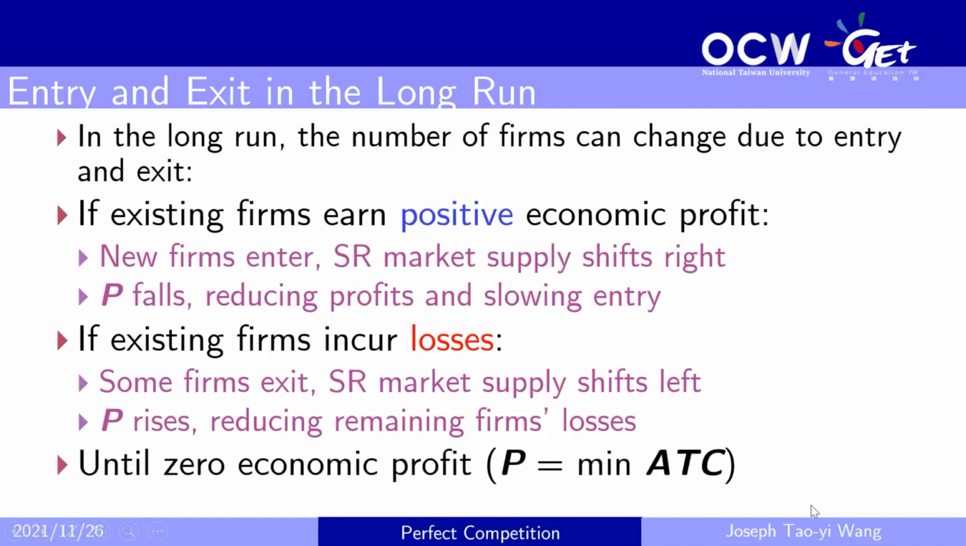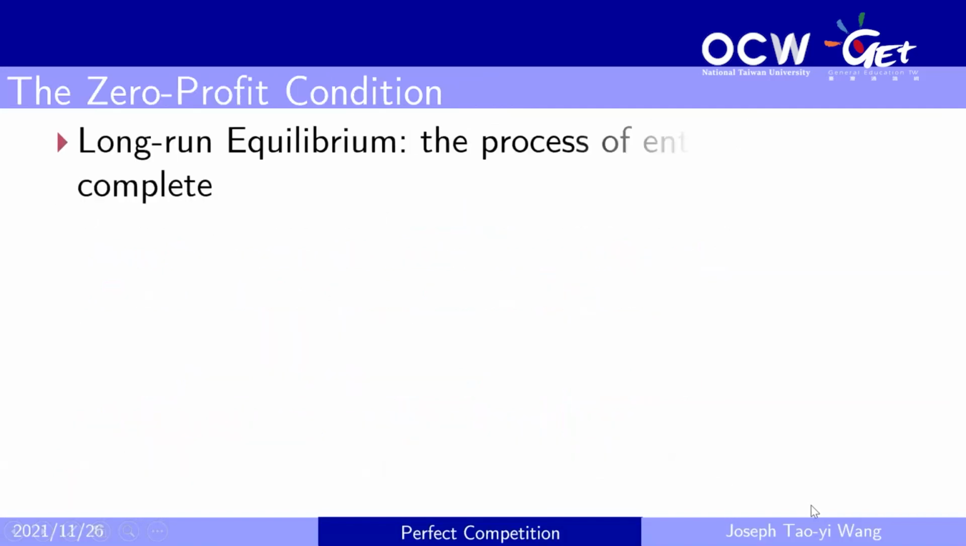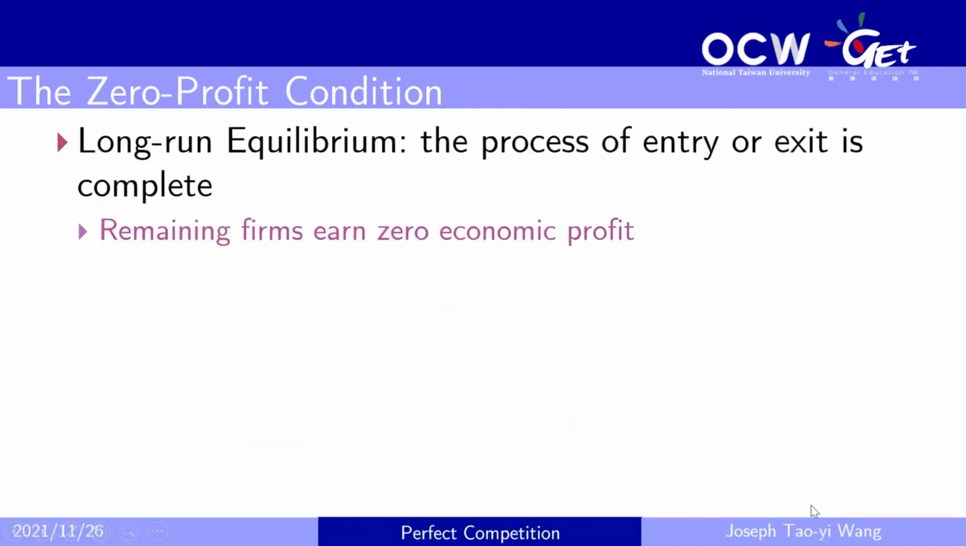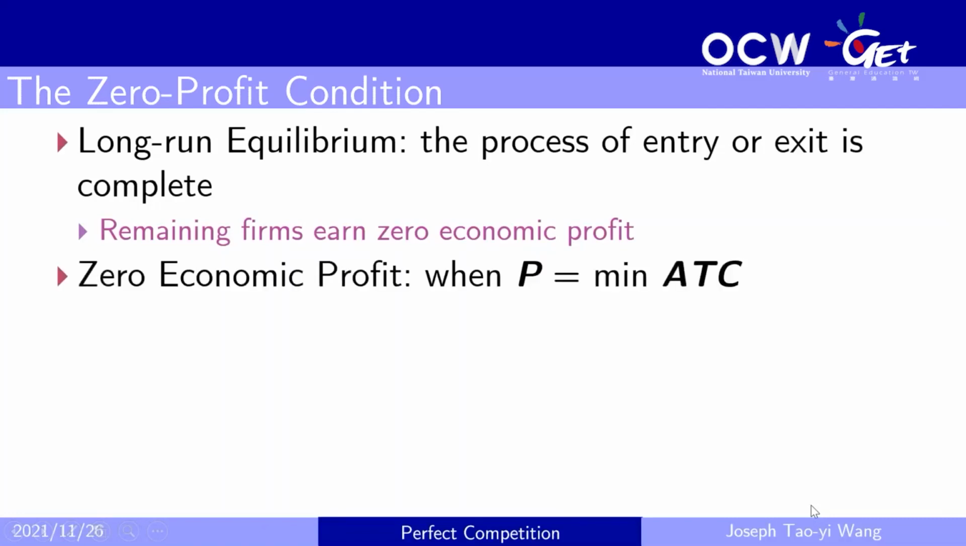So the long-run equilibrium is when economic profit is 0, or the price is at the lowest point of your average total cost curve. Okay, so this is what we call the zero profit condition. In the long-run equilibrium, after all this entry and exit is complete, the remaining firms in the market would have 0 profit. Because if it's positive, then more firms will jump in. If it's negative, then some firms will want to leave. And so in the long-run equilibrium, you should have 0 economic profit.